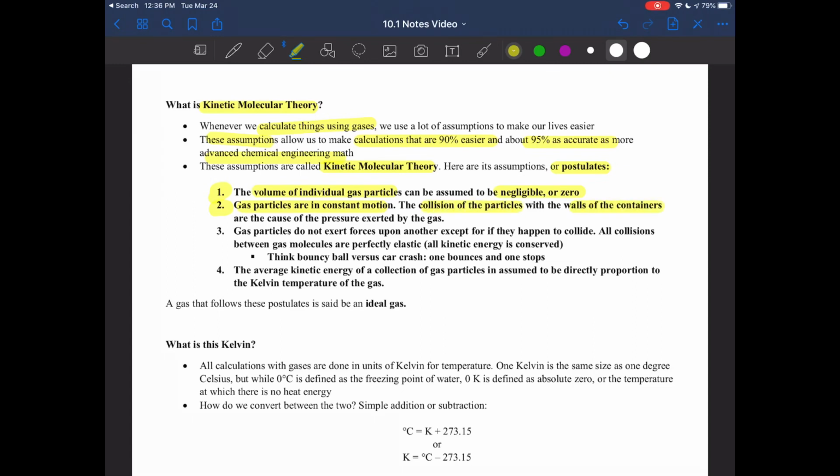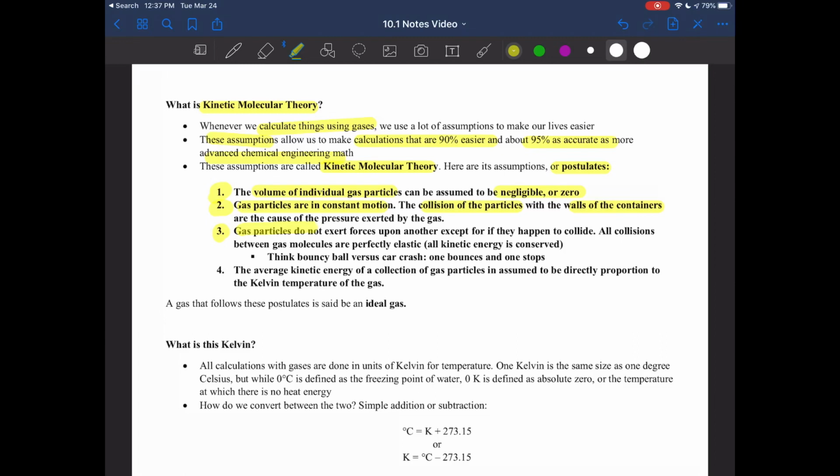Second postulate, gas particles are in constant motion. All of the collisions of these particles with the walls of some container are the cause of the pressure exerted by the gas. This one's just straight up true. All the air pressure that we feel is pretty much just due to those gas particle collisions against you.